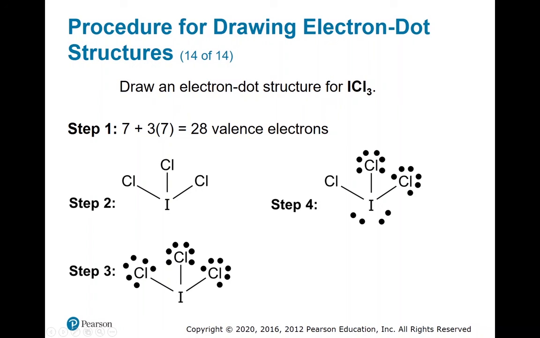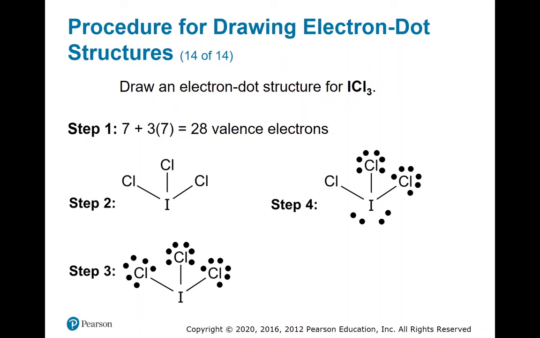So this problem asks us to draw an electron-dot structure for ICl3, iodine trichloride. Both iodine and chlorine are halogens, so each of them will have 7 valence electrons per atom. So we have 1 iodine, so 7 from that, and then 3 chlorines. 3 times 7 is 21 for that. So 7 plus 21 is 28 valence electrons.